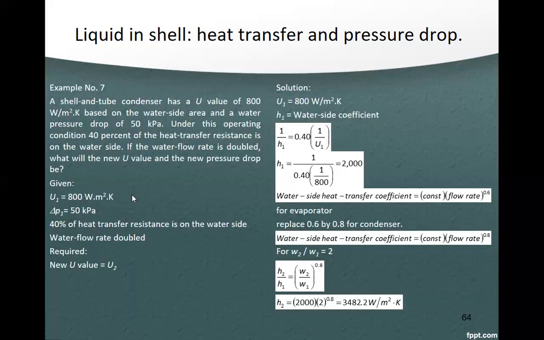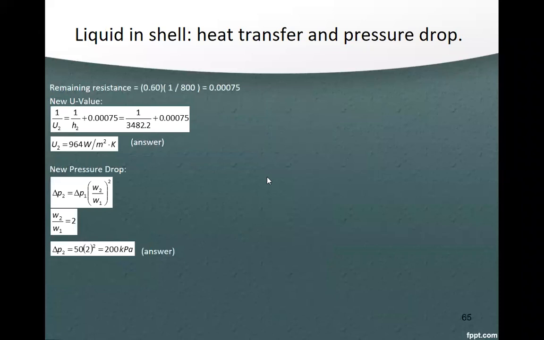So, di ba pala, may pressure drop. And the new pressure drop. So wait, walang yung requirement. Now, remaining resistance is 0.6 times 1 over 800, which is 0.00075. Kasi yung 40% mo, dito.